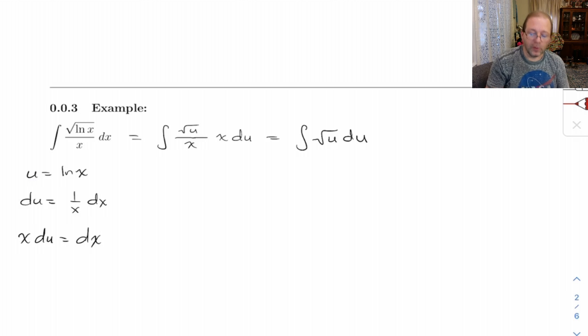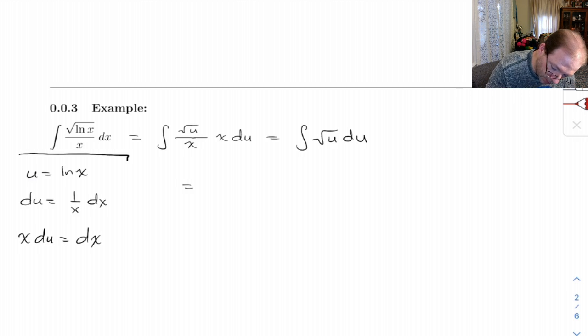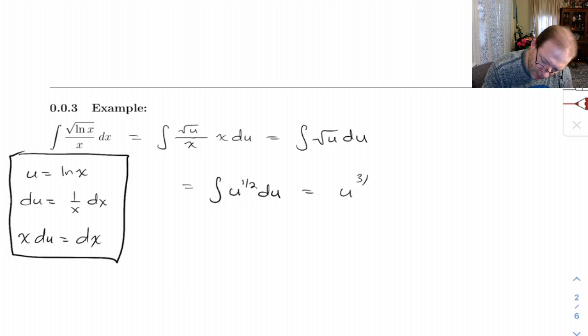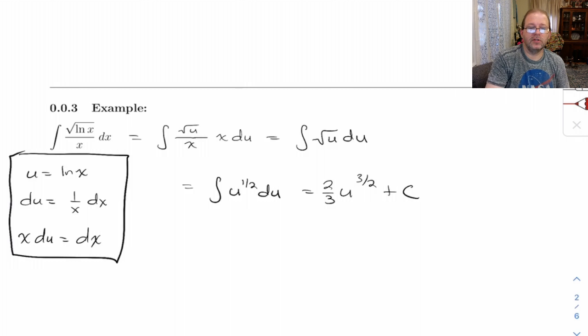Okay, to do this one, what we need to do is rewrite it as, oh, almost forgot to put a box around here, that's very important. I want to rewrite this as integral of u to the 1/2. Now I've got to use the power rule on that. So when you do the power rule on this, you get u to the 3/2 divided by 3/2, or multiply by 2/3. So we get 2/3 u to the 3/2 plus c.